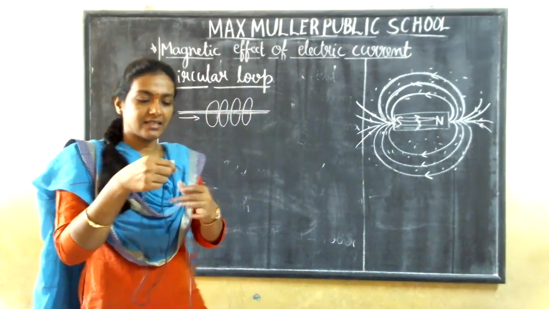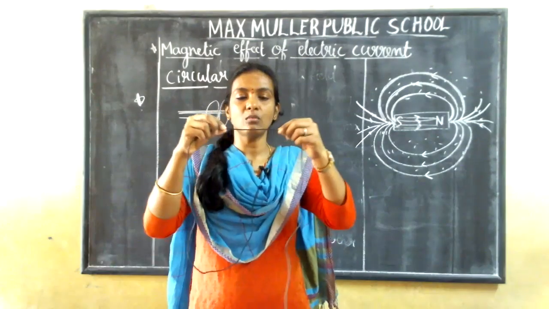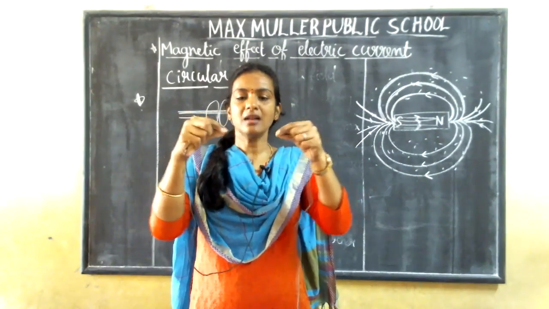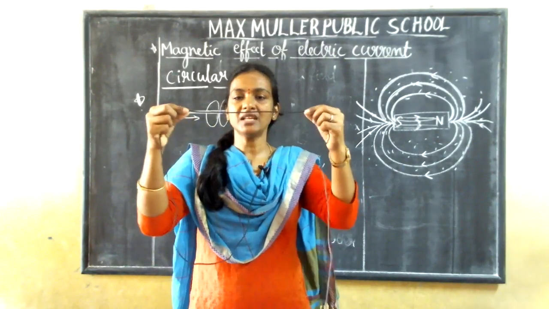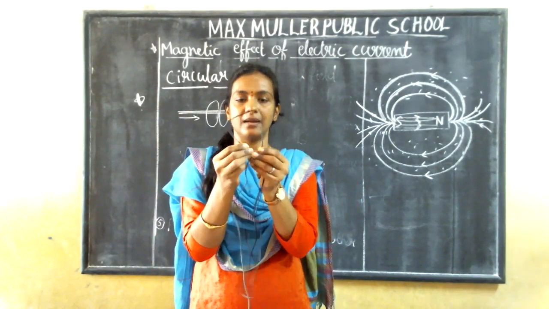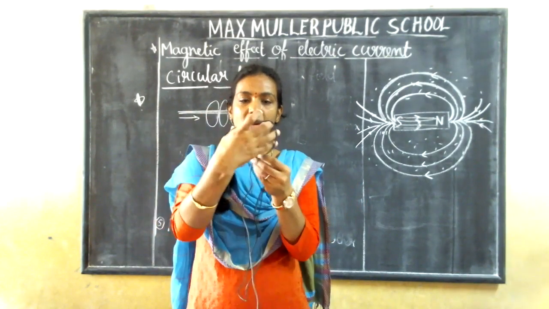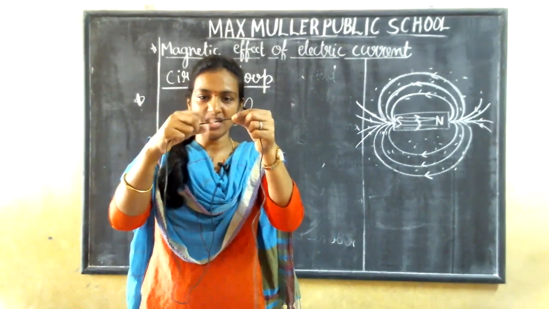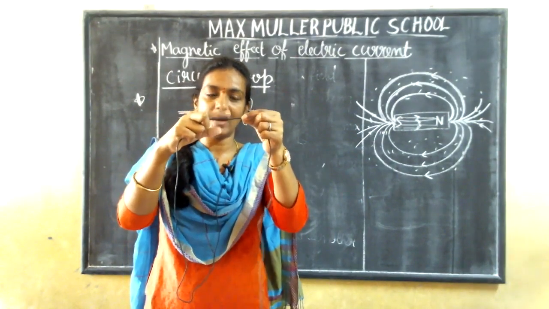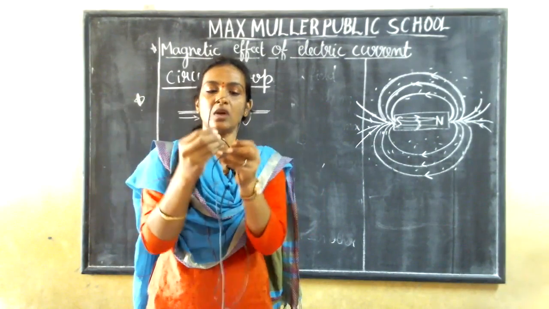So what I'm doing here is taking some more wire, or else you can take this much wire, and then you can fold it. I'm folding that wire like this. When you have only this much, you have circular loops around this wire. When I take this one, how does it look?